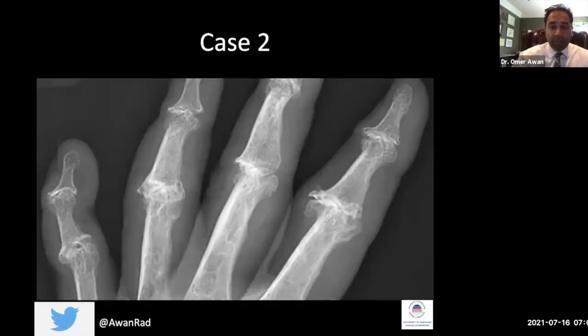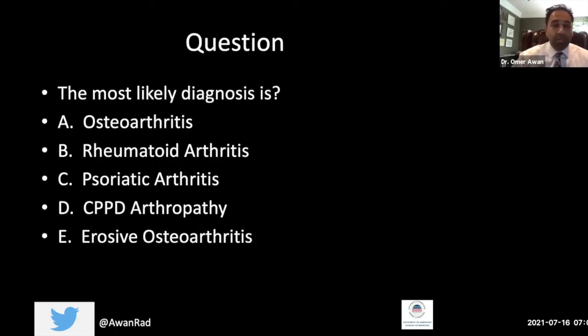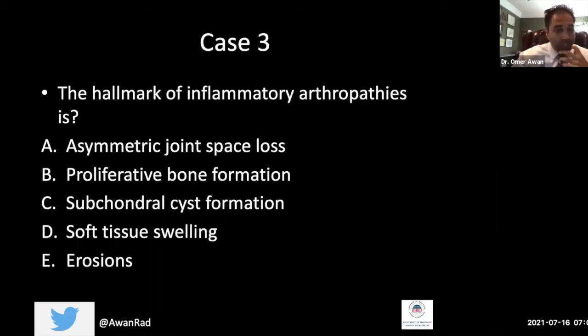Okay, this is case 2. This is a cone down view of obviously the inter-IP joints, showing a different form of arthritis from case 1. And this is just what's the most likely diagnosis based on that single radiograph. Case 3 is just a discrete question. The hallmark of inflammatory arthropathies is there's one finding in here that is central to all inflammatory arthritises.